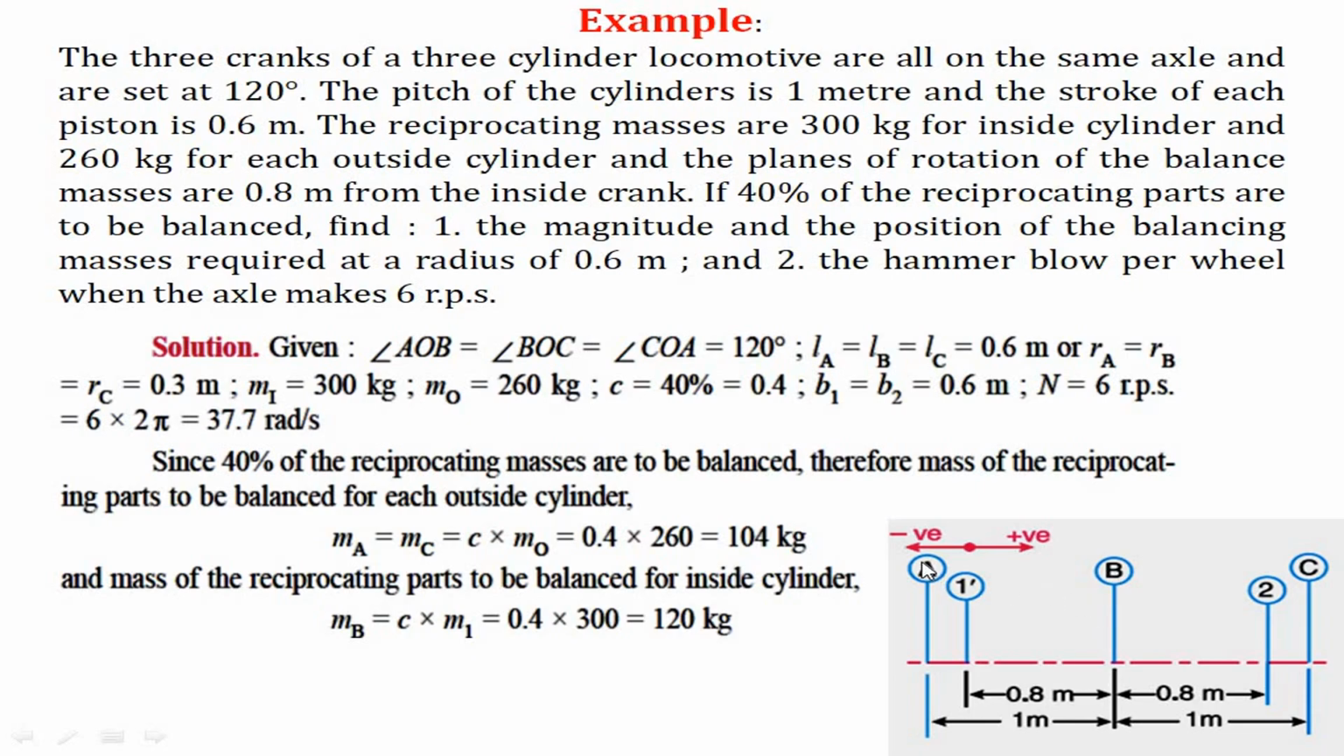Now the masses are different for the outside cylinder and the inside cylinder. For the outside cylinder it is 260 kg and for the inside cylinder it is 300 kg. So for the mass to be placed in plane B, we have to go through the percentage of reciprocating parts to be balanced. So 40% of 300 kg is going to be 120 kg. So 120 kg is to be placed in plane B. Similarly, 40% of 260 kg is going to be 104 kg. So 104 kg is to be placed in plane A and plane C.